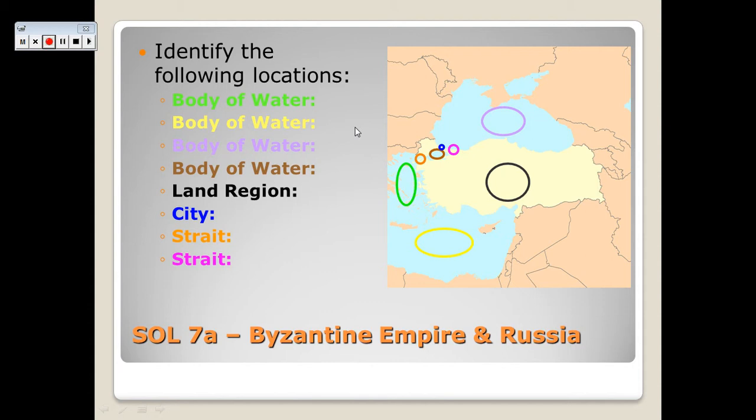Alright, identifying the locations, the body of water right here is the Aegean Sea, the Mediterranean Sea to the south. Black Sea is up here. The Sea of Marmara is located between the two straits. Anatolia is that big piece of land. We've also referred to it as Asia Minor before.